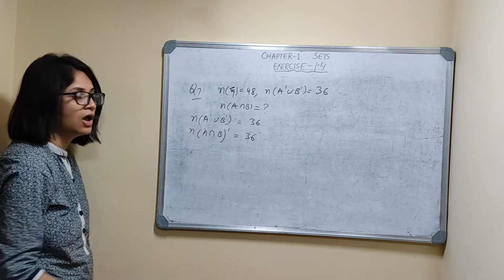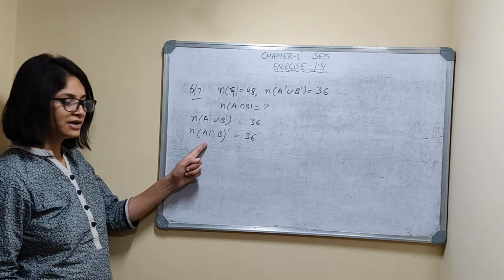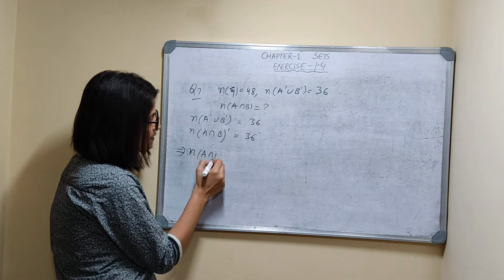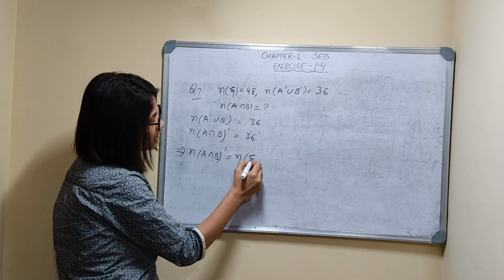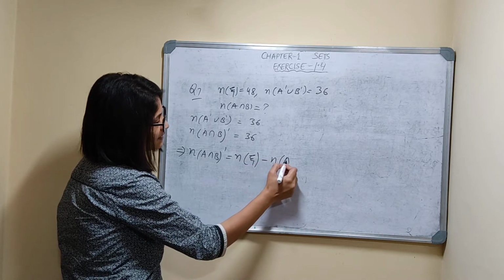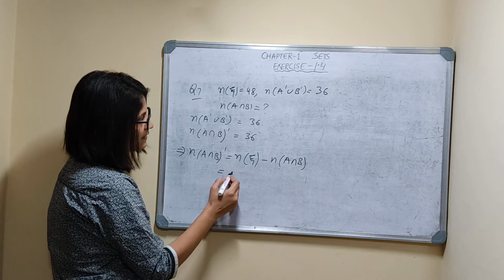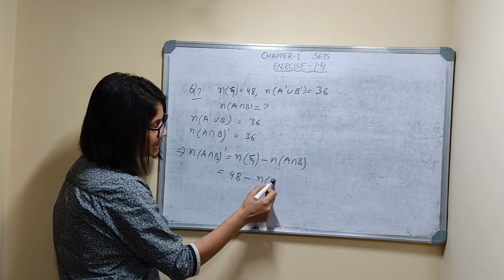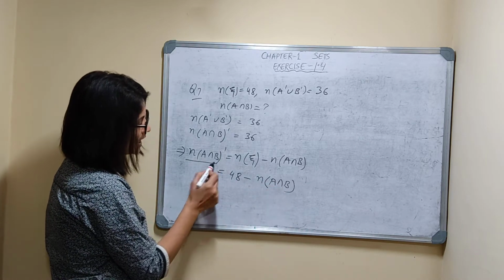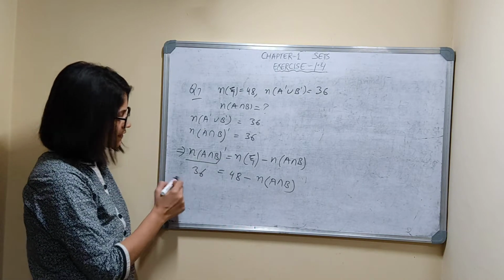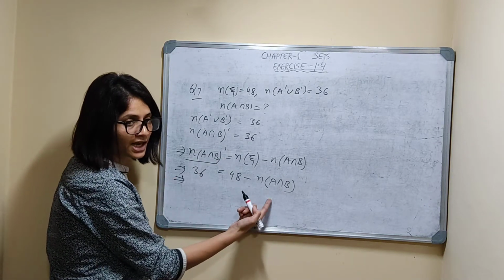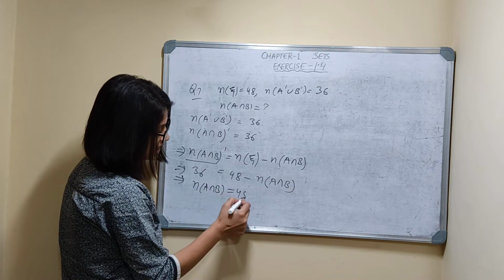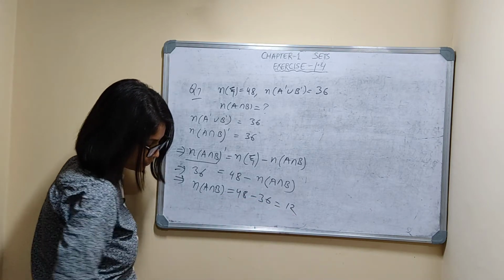It is De Morgan's law. A' union B' I can write as (A ∩ B)'. Now whenever I have to find the complement of a set, I have to subtract it from the universal set: n(ε) minus n(A ∩ B). So n(ε) is 48 minus n(A ∩ B), which we don't know. I will substitute n((A ∩ B)') as 36. The negative n(A ∩ B) will come to this side and become positive, so n(A ∩ B) is equal to 48 minus 36, that is 12.